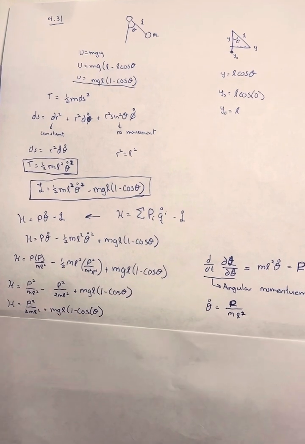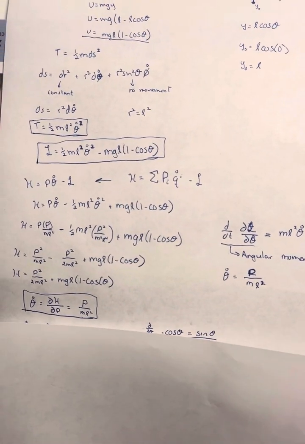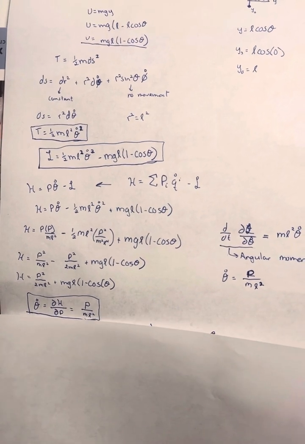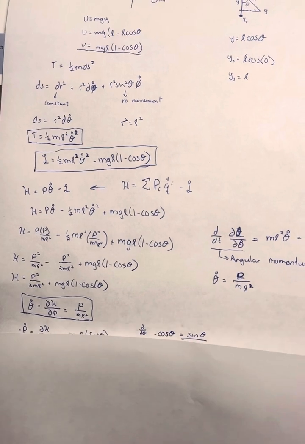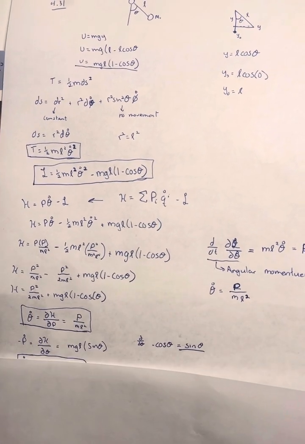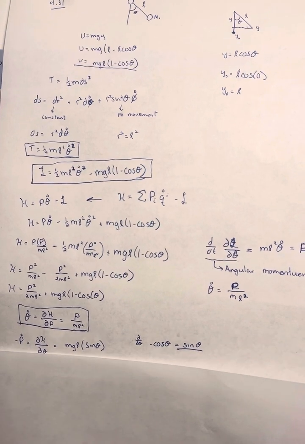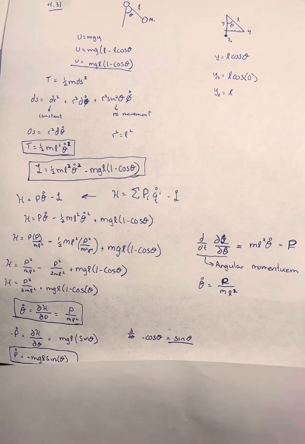And then to solve for Hamilton's equations of motion, the first one is theta dot is equal to the partial derivative of the Hamiltonian with respect to momentum. That only hits the first term in the Hamiltonian, so that turns into p over mL squared, which is exactly what we got from taking the momentum earlier.